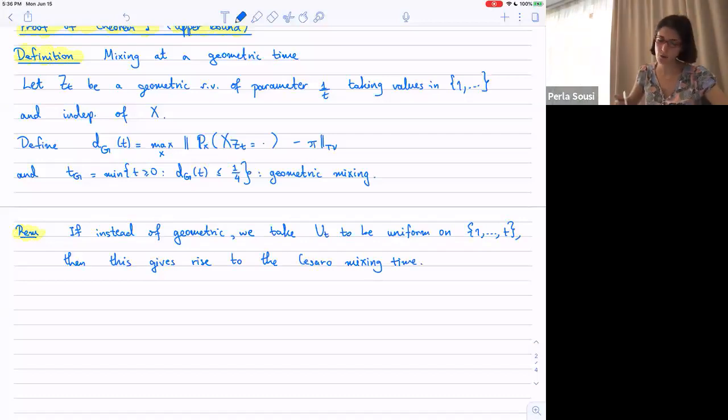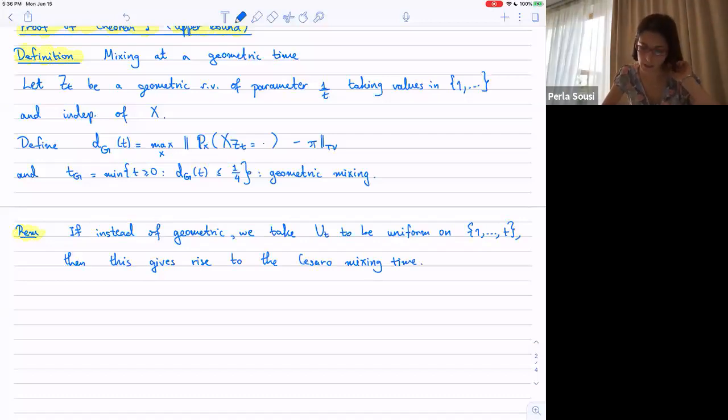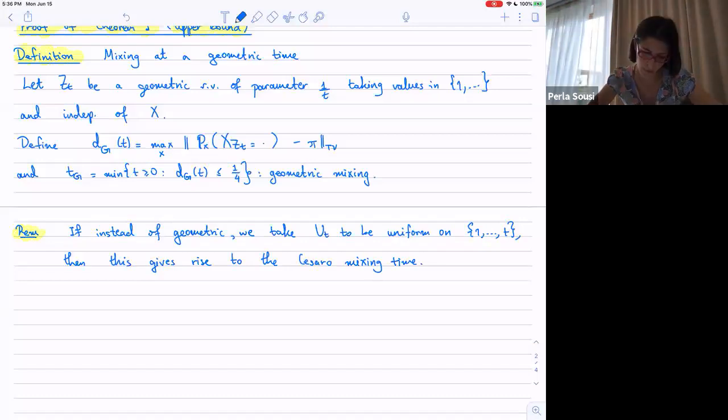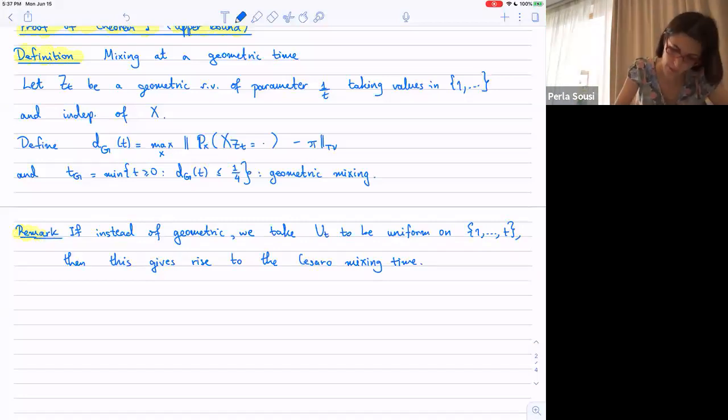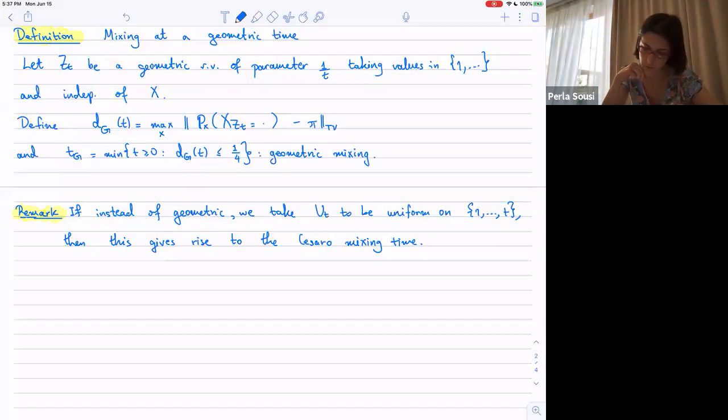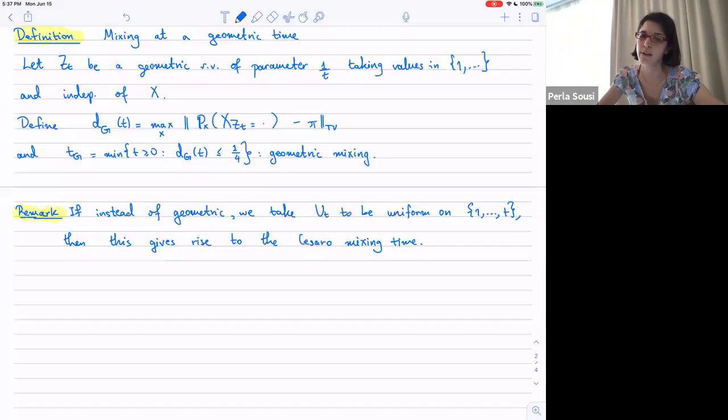So again, in the same way, we sample the Markov chain at an independent uniform time, uniform in 1 to t. So in this case, it has mean t over 2. And we look at the distance to stationarity. And we define the Cesaro mixing time to be the first time that the distance to stationarity drops below a quarter. Okay, now one nice property that the geometric mixing time possesses, which is not true for the Cesaro mixing time, is the fact that dg of t is decreasing as a function of t.